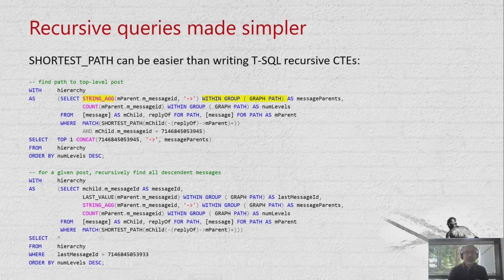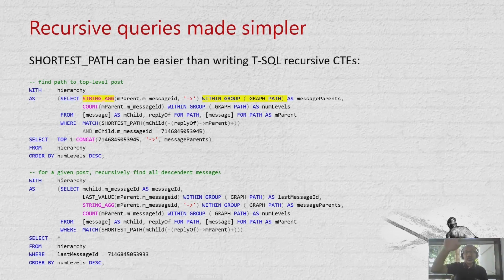The other thing that we added is shortest path, which is a very expressive and simple way to write recursive queries. Here is an example of using shortest path to write a query which is recursively walking a tree of messages which are comments or replies to posts. So as you remember in the data model that we saw, we can have a message which is actually a reply to a post. It could be a post itself, it could be a reply to a post, or it could be a reply to another reply, which is a comment in itself.